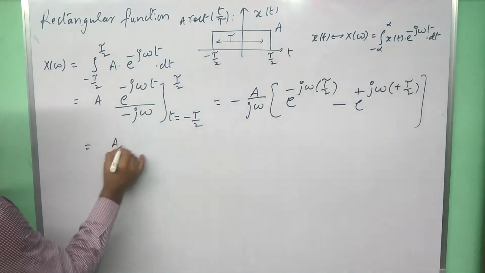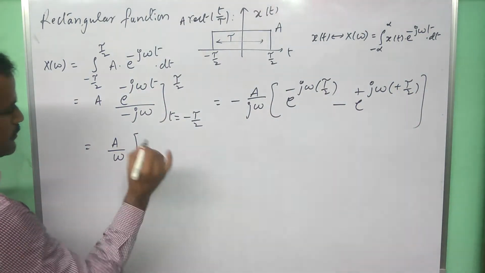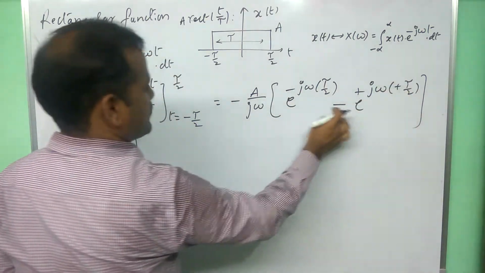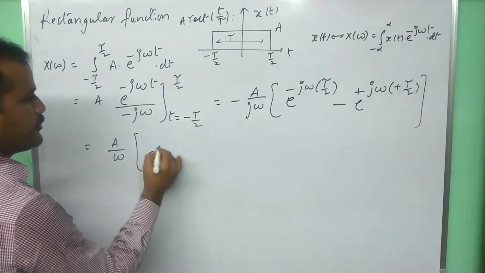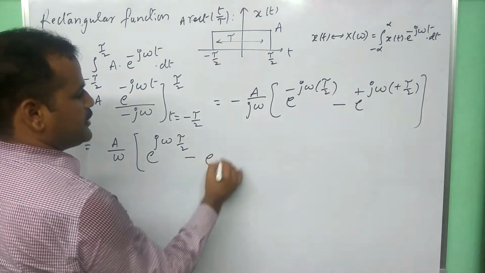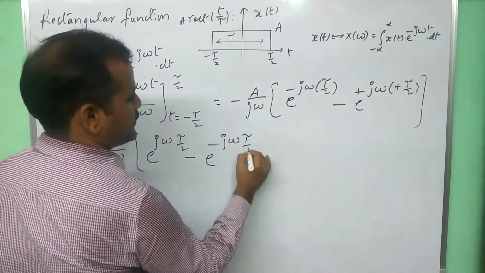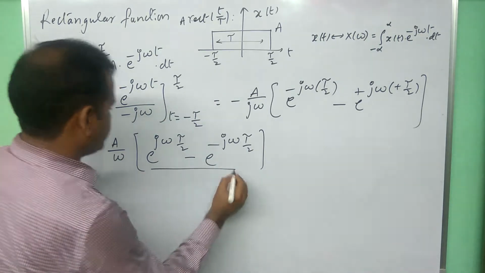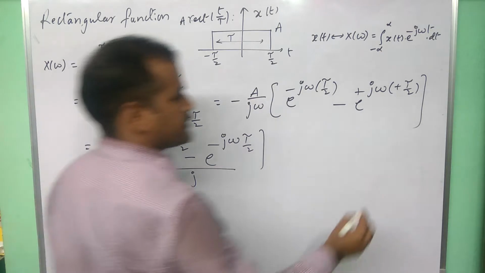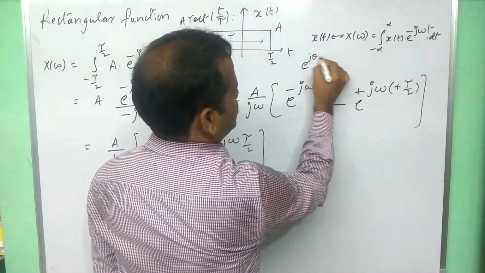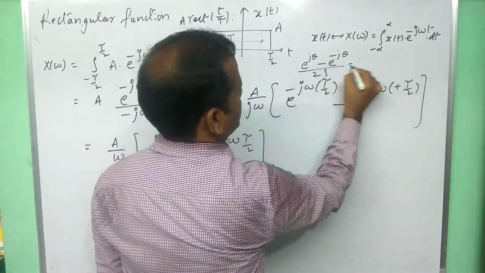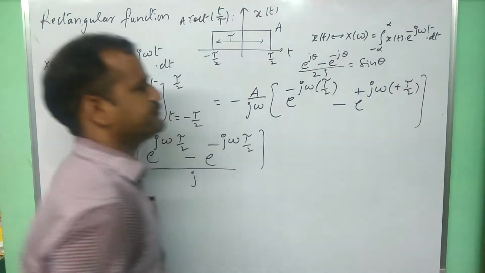So that A by omega, and e to the power of j omega tau by 2 I write first because the minus I am multiplying inside: e to the power of j omega tau by 2 minus e to the power of minus j omega tau by 2, divided by j, I am writing this side. So e to the power of j theta minus e to the power of minus j theta divided by 2j, we can write as sin theta.